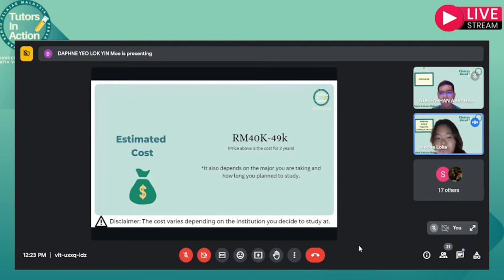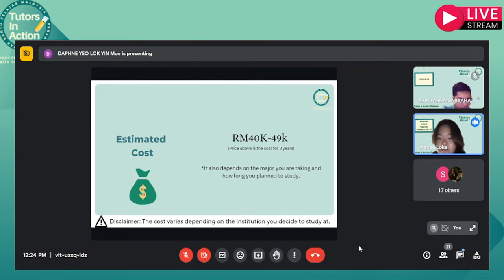Okay, thank you. So the estimated cost in ADTP is about 40,000 to 49,000. The cost above is estimated for 2 years in Sunway. It also depends on what major you are taking because we actually count the cost by credits. It may not be this expensive if you transfer early, but at the same time, it is very expensive because you have to apply to other universities, and mainly they are overseas. So universities overseas are actually more expensive than here. So this is the estimated cost.